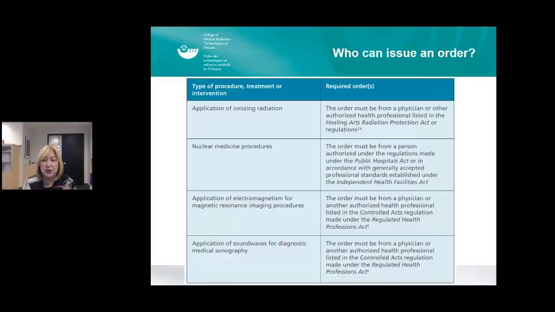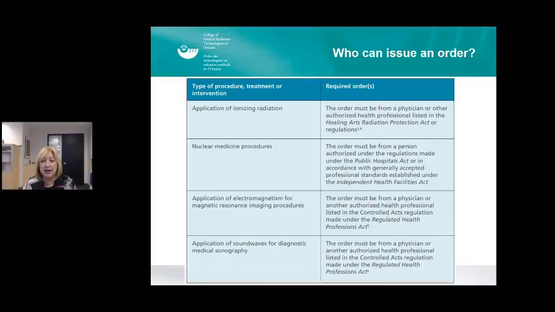So who can issue an order? This is where it all gets kind of confusing. And so what we've done in the publication is we've put everything together in charts so that you're able to see which legislation is linked to which kind of procedure it is that you're going to be doing.